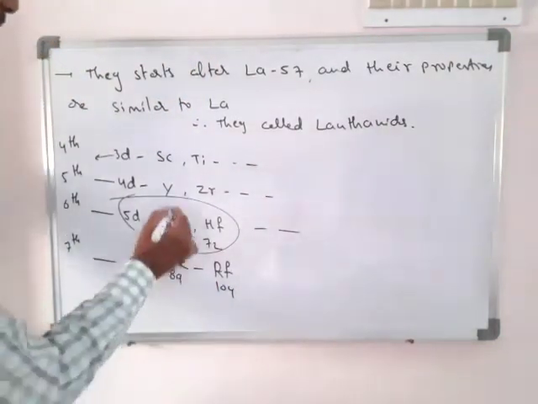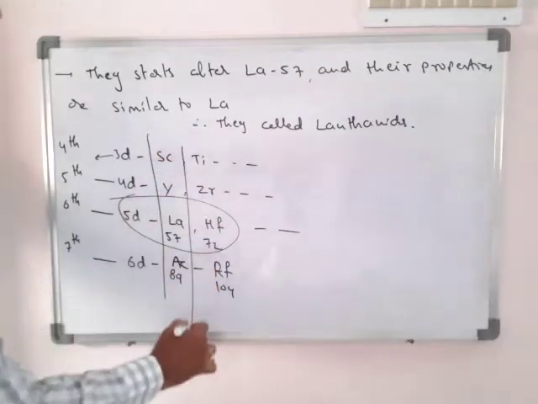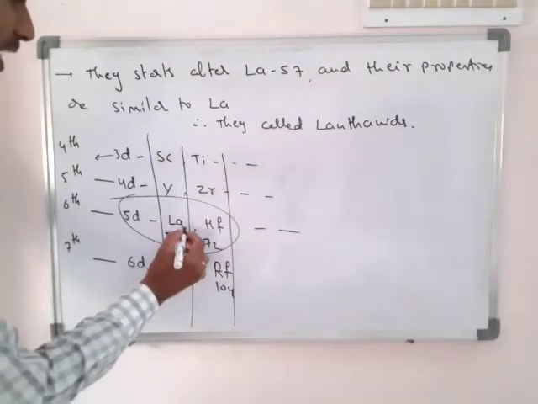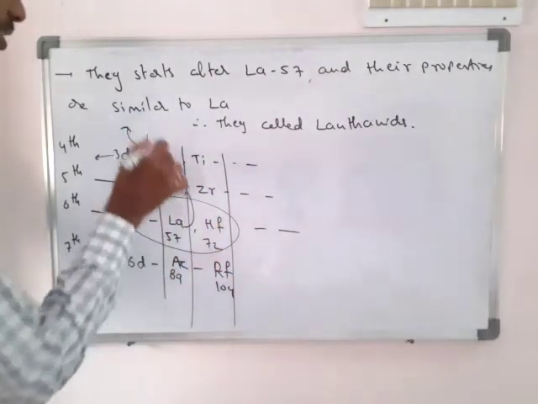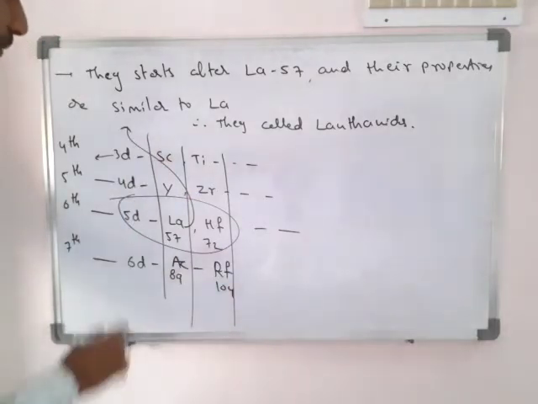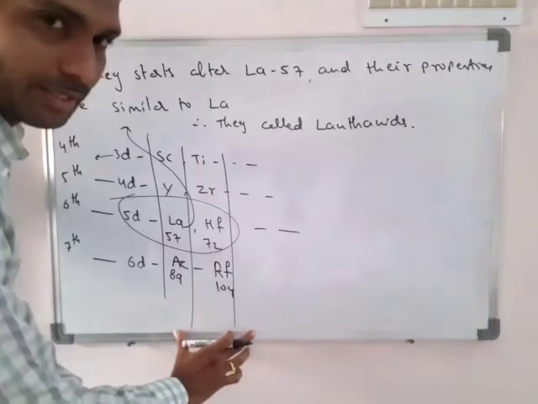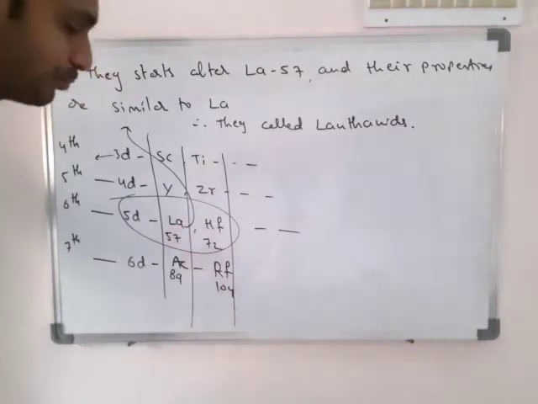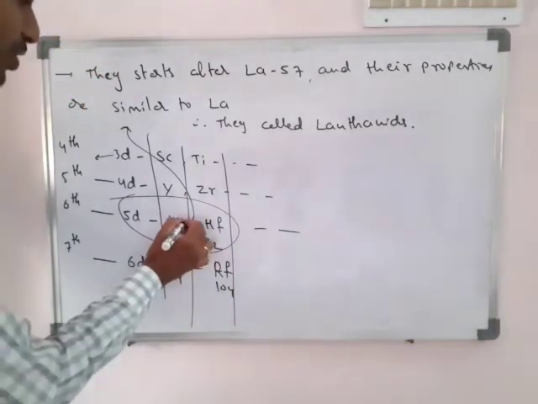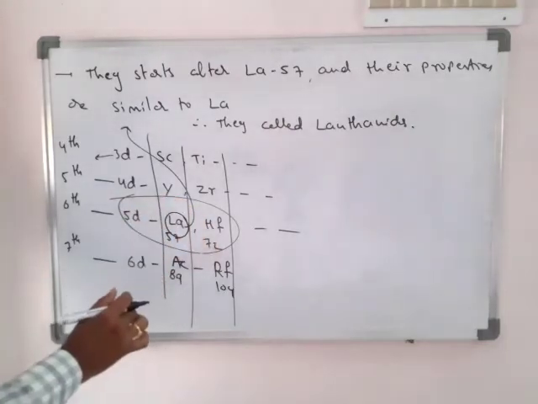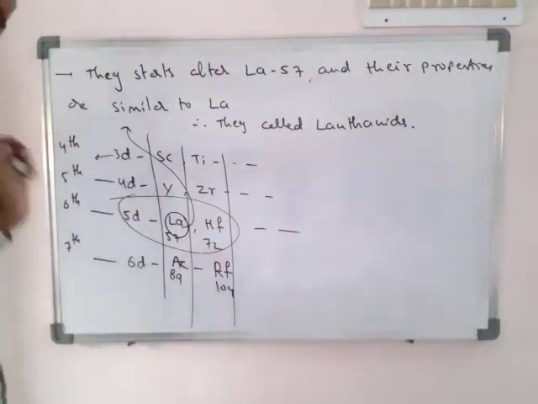So in the periodic table, lanthanum is in a vertical column. After lanthanum, the lanthanides are presented at the bottom of the table. After this, lanthanum gives lanthanides, 14 lanthanides. Thus they are treated as lanthanides. So here it is important to know in which period and in which group they belong.